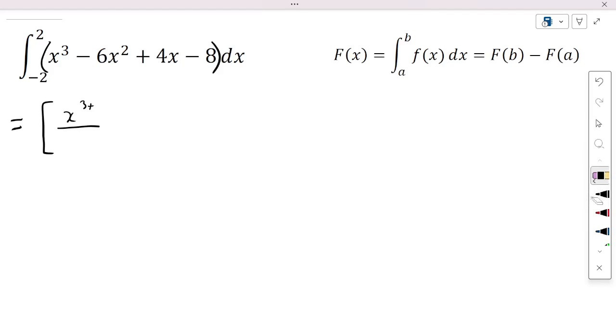So I'm not going to be showing the steps anymore. 3 plus 1 is just 4. And then obviously the denominator will be the same as the exponent, right? So that's what we need to get used to. As we go on with integrals, we will find ways to actually make it as quick as possible, right? We would like to speed run things.